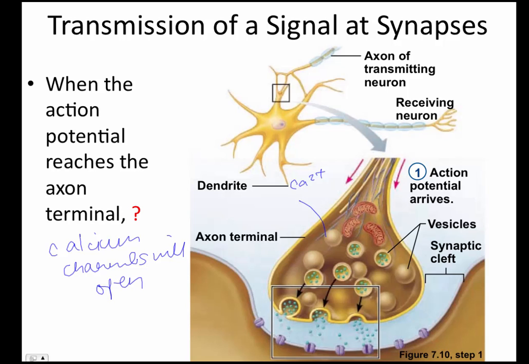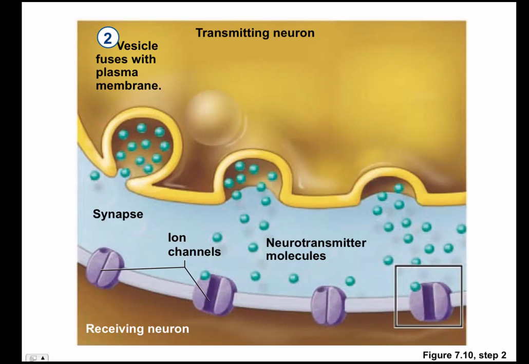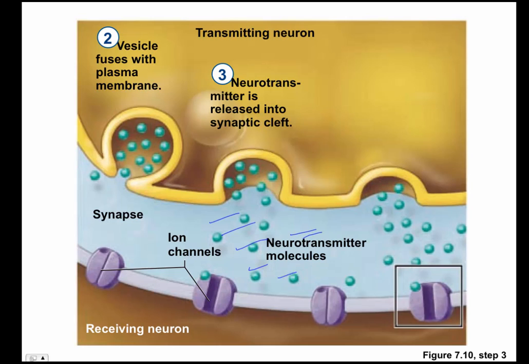And what's that going to do? Calcium is going to cause what to occur? Good. These vesicles to fuse with the axon terminal membrane. So it's going to fuse with this plasma membrane. Once that happens, we're going to have the neurotransmitters released into our space between our next neuron. And so here, because we're talking about another neuron, this is a synapse, not synaptic cleft. Synaptic cleft deals with our muscles.